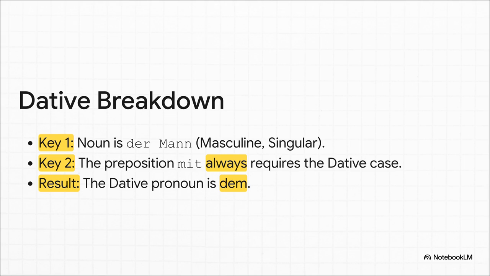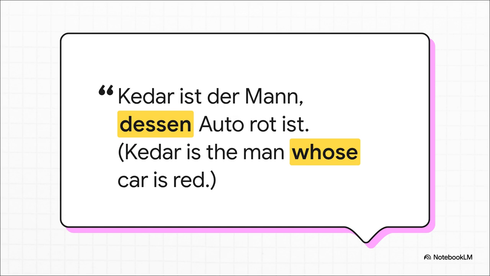Key 1, still masculine, singular, der Mann. Now for the case. Inside our new clause, we see with whom I play. Here's the thing about a preposition like mit. It's a bully. It shows up and it forces whatever comes after it into a specific case. Mit always demands the dative case. So our pronoun has no choice. It has to be dative. Masculine dative is dem.